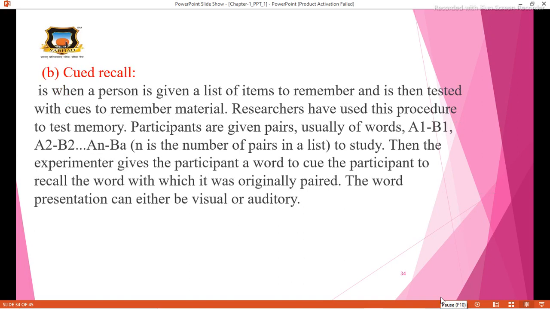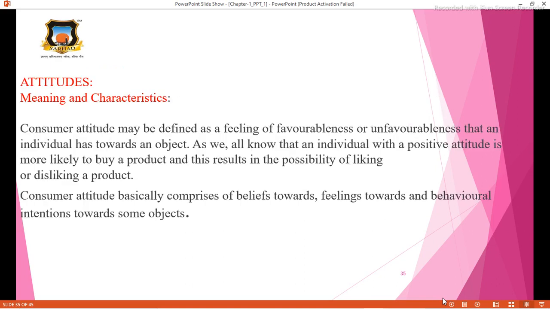Second is cued recall. When a person is given a list of items to remember and is then tested with cues to remember the material. That is cued recall.